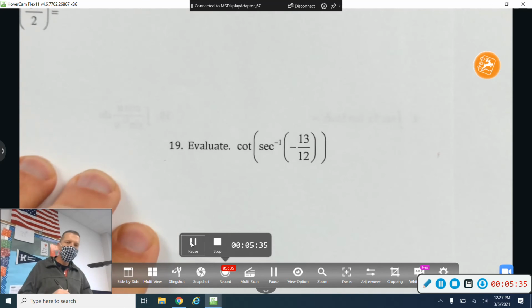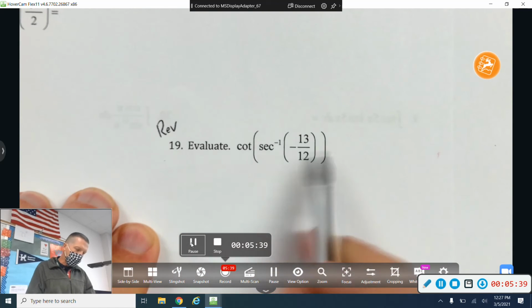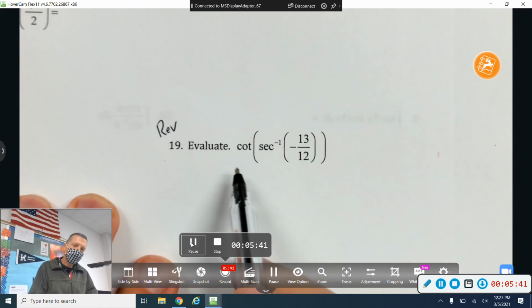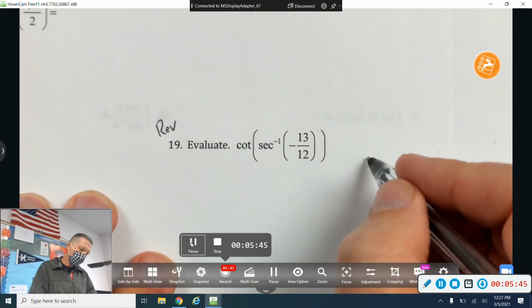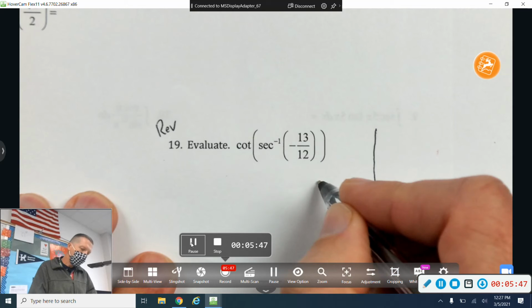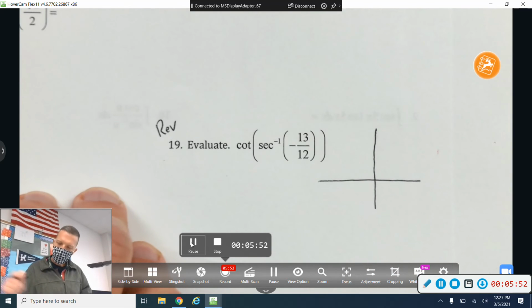Number 19 on the review. So I don't see any calculus in there. That's find the cotangent of the inverse secant of negative 13/12. This is from the pre-cal day. I think that was last Friday, maybe?